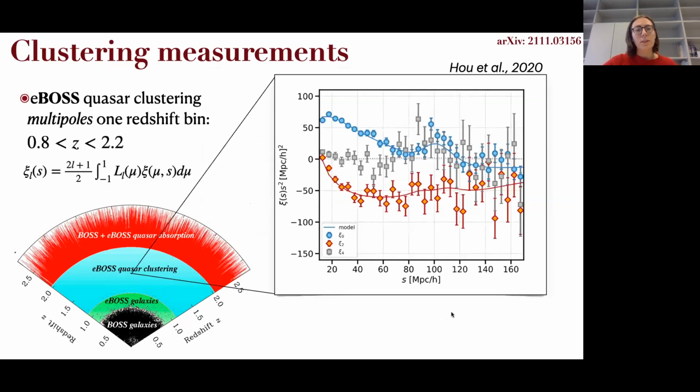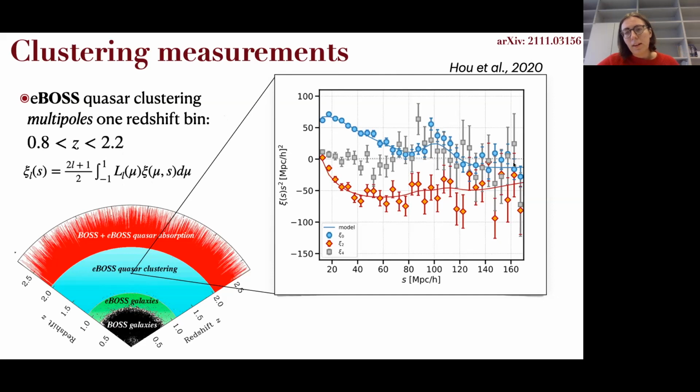For eBOSS, we're using quasar clustering multipoles. That's just one redshift bin covering redshift ranges of 0.8 to 2.2. And these are the measurements from Hou et al. And here we're using clustering multipoles rather than wedges, and they essentially carry equivalent information. So when using clustering multipoles, the 2-point correlation function is now expressed on the basis of Legendre multipoles, with each multipole having different angular sensitivity.